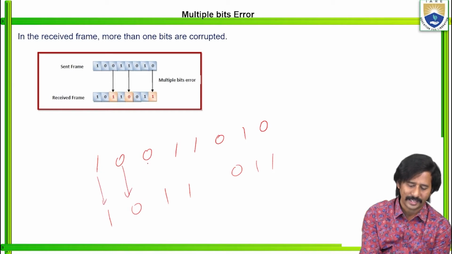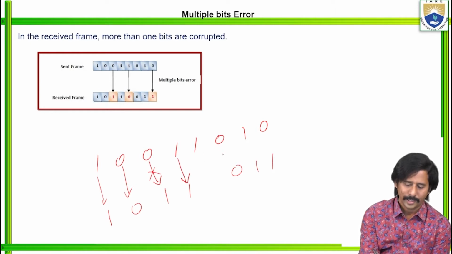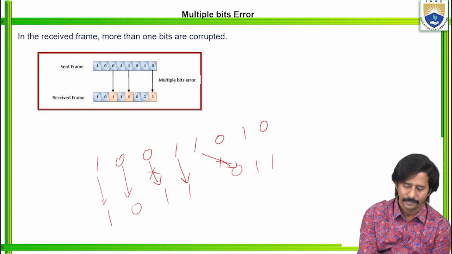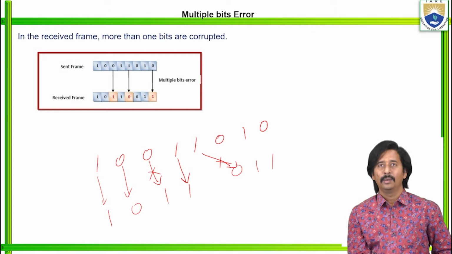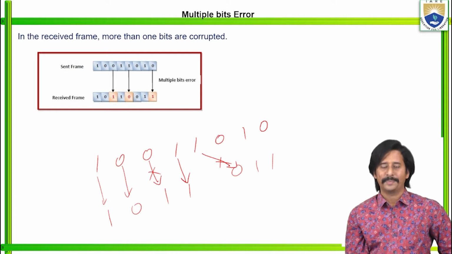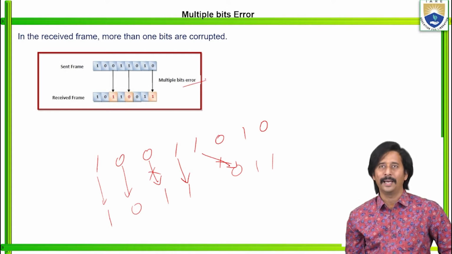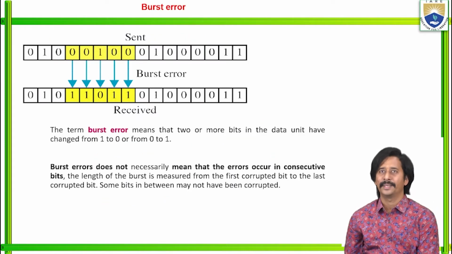Exactly true. So this is false. This is true. And this is false, right? So like this, here more than one bit is corrupted. That is a multiple bits error. More than one bit is corrupted.